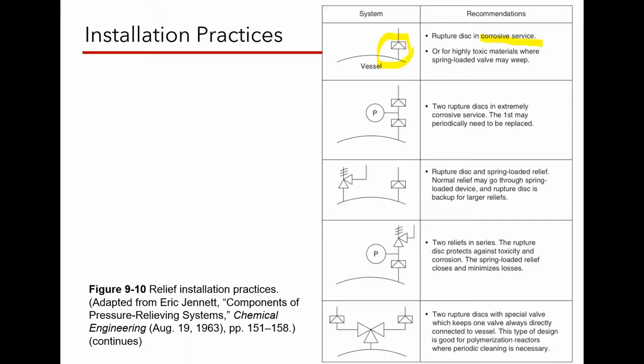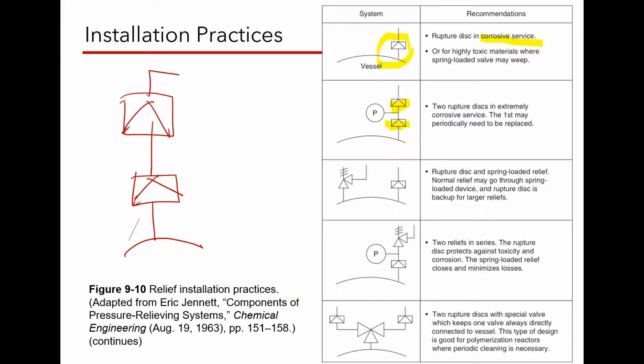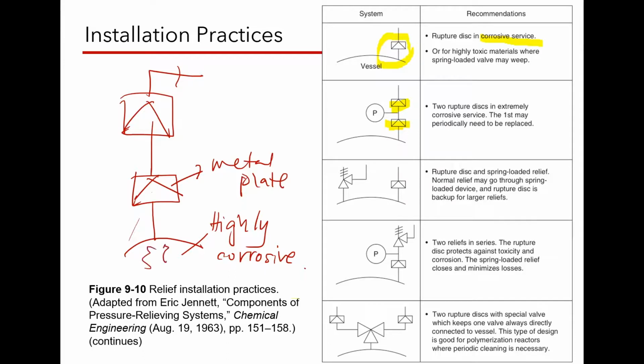There are times where, instead of using one, we use two. So what happens when we have to use two rupture discs? Let me draw service one here, and then we have a second one here. We use it for chemicals that are highly corrosive, meaning highly acidic chemicals, because rupture discs are made of a very thin metal plate. If you have fumes that are so corrosive, after a while they may actually cause pit holes in this metal plate.